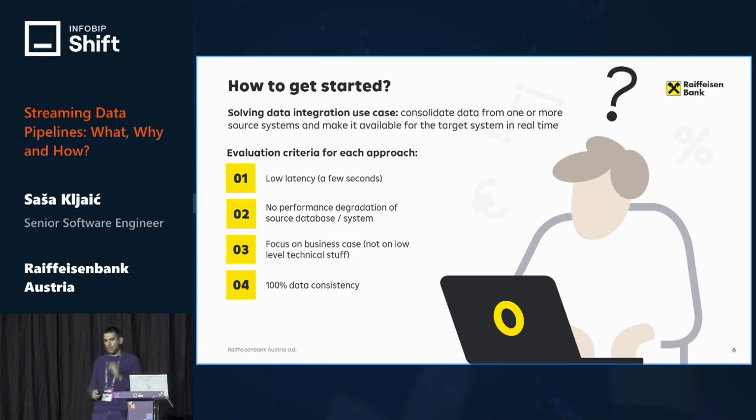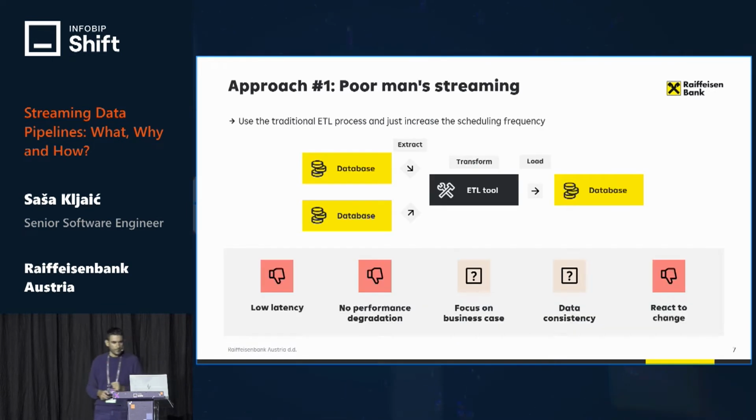Fourth, we want 100% data consistency. In some use cases like marketing and sales, if you lose an event or two, it's not a big deal because the outcome will probably be the same. But in this case, we want 100% data consistency. And last but not least, we want the target system to be able to react to change.